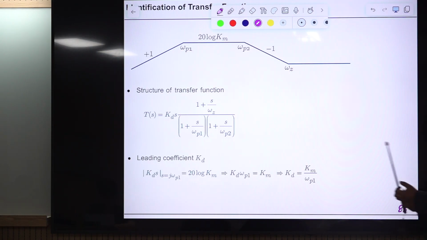Suppose you have some measured something, and the frequency response, let's suppose, looks like this.